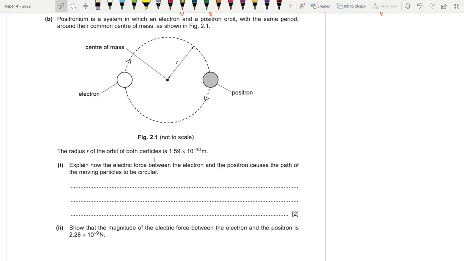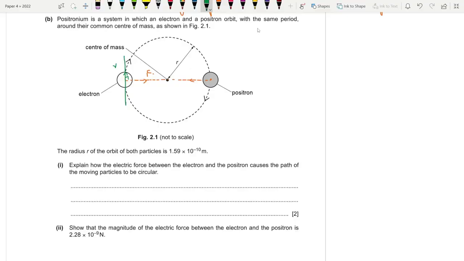So the force between the electron and the positron is attractive, right? The force is towards the center. Also, if you want to find out the direction of the velocity, do you guys know what it is? It's actually a tangent at a certain point. So this is the direction of the velocity and this is the direction of the force. They are perpendicular to each other. So whenever force is perpendicular to velocity, you will get a circle.